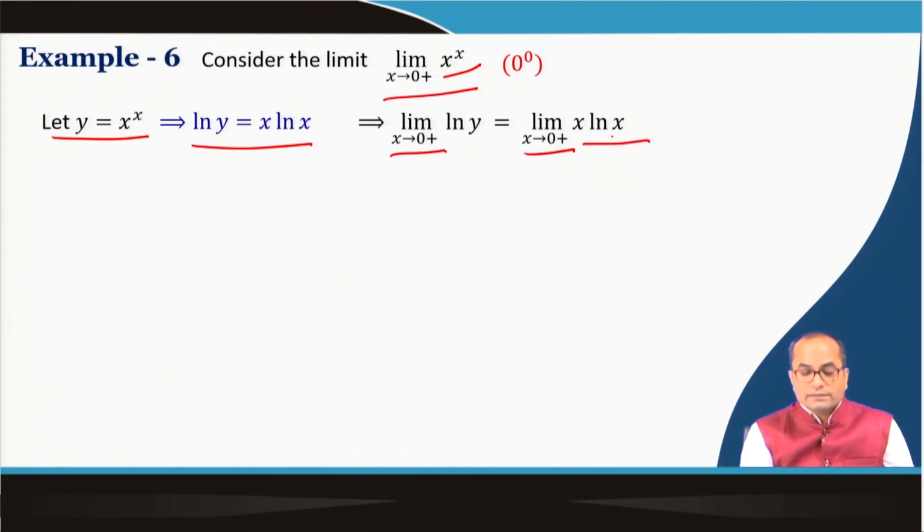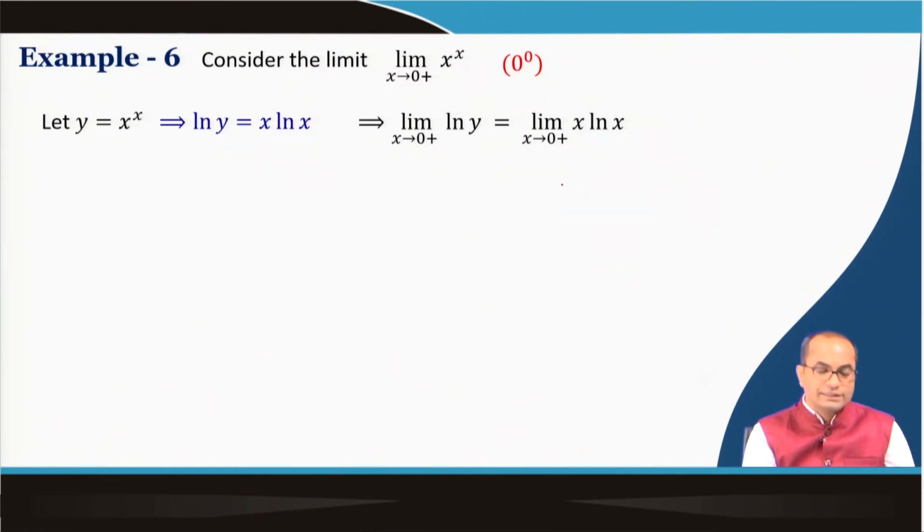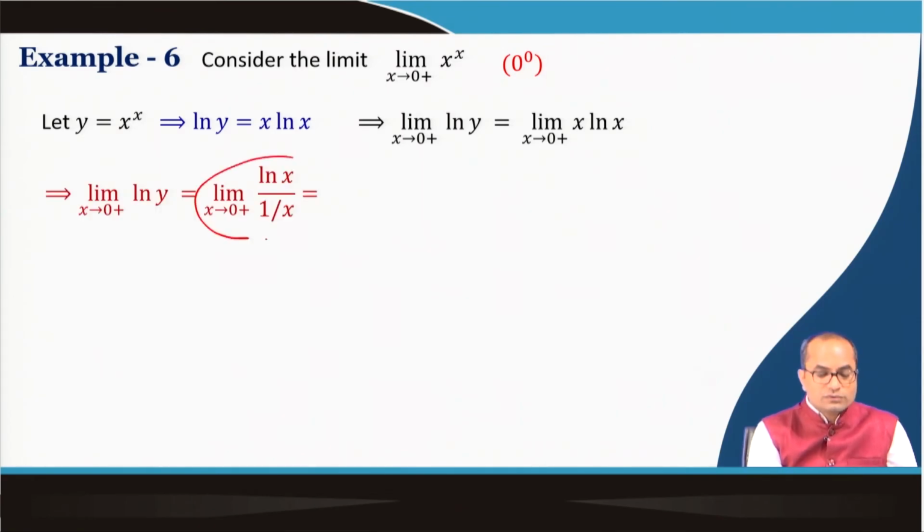And here now we see that 0 and ln 0 is going to minus infinity. So we have the situation 0 into infinity, which we know how to handle. So this is ln x over 1 over x, we write this, and then we have infinity by infinity form, which we can handle using the L'Hopital rule.